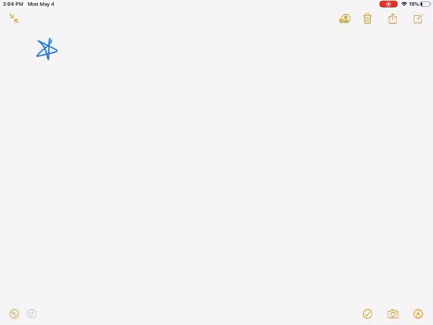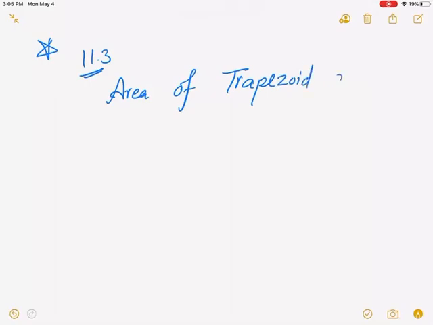So I'm on 11-3, which is on page number 832. And today we're going to be learning about finding areas of different shapes. We have done rectangle, square, and parallelogram, so a few more examples. Today we're going to be learning about finding areas of trapezoid and rhombus.